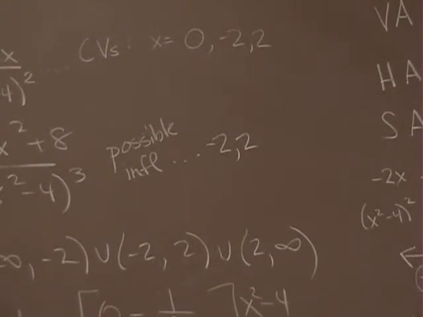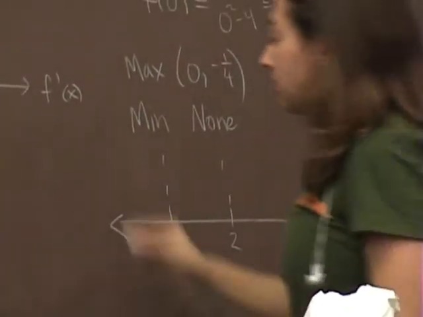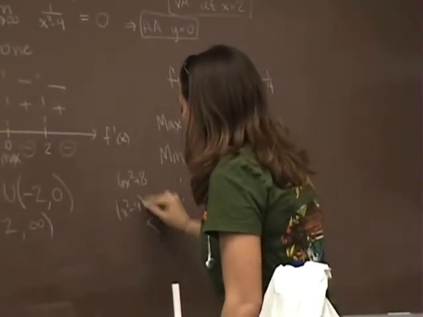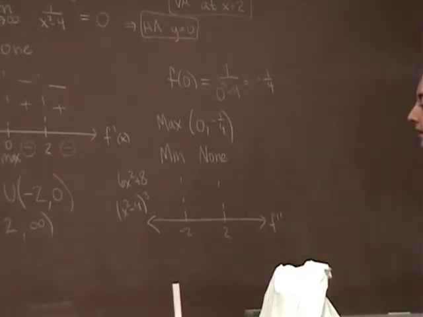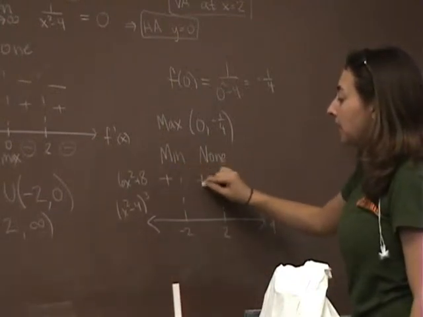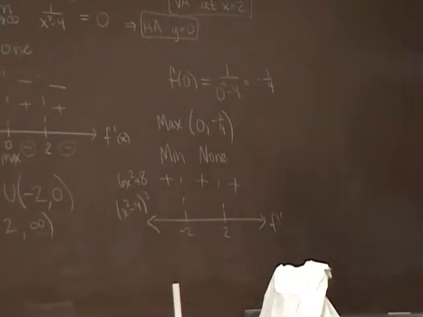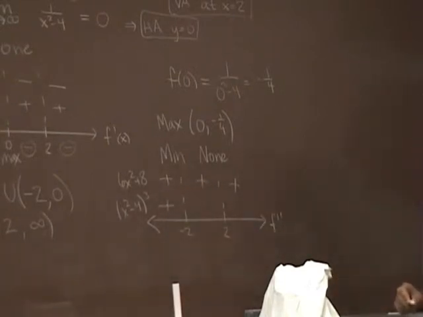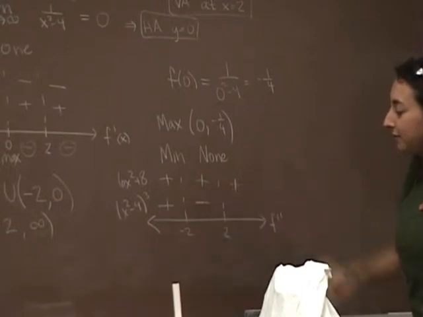Alright, so here's what we'll do. To figure out those intervals of concavity, I'll make another number line, have double prime, plug in negative 2 and 2. I've got 6x squared plus 8 over x squared minus 4 to the third power. 6x squared plus 8. Read across. Tell me what the sign is going to be. Positives or negatives? Positive. Great. What about the denominator? Negative. How about positive? Negative.